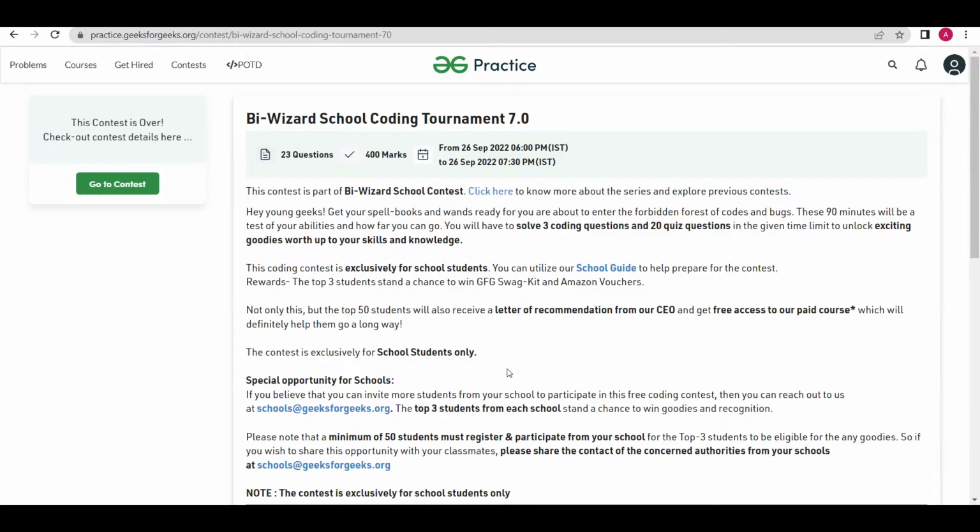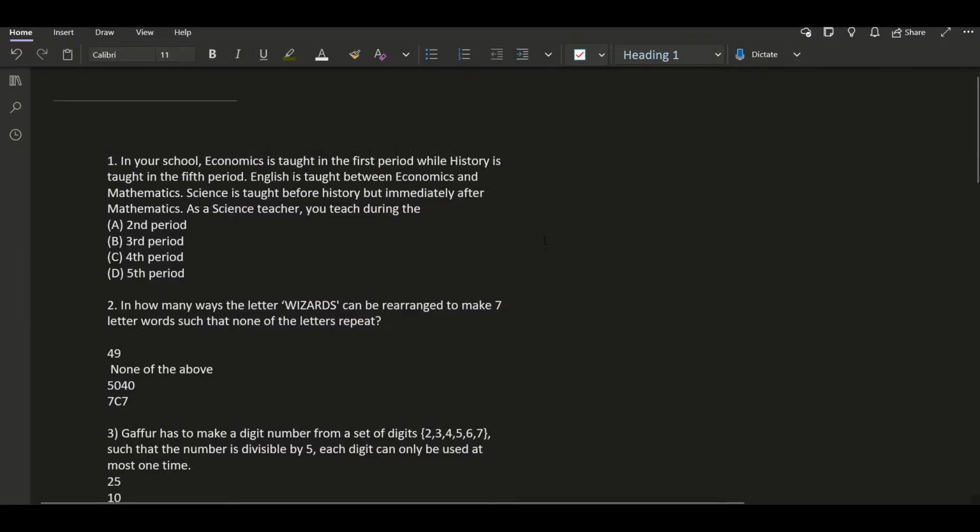Okay. Let's move to the contest discussion. So I will be discussing firstly the MCQs there, and then we'll be moving to the coding questions, right? So let's start with the MCQs there. We have 10 MCQs in the session, and those are what we are given here.